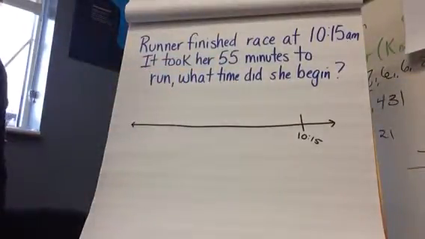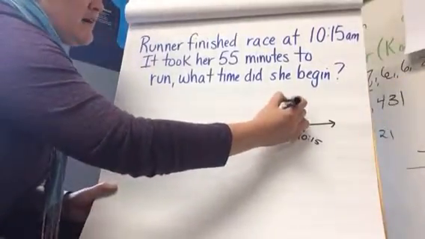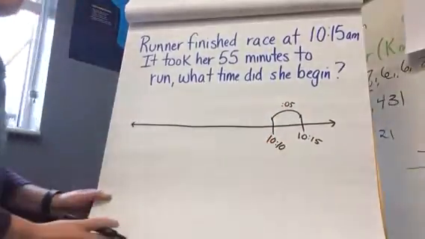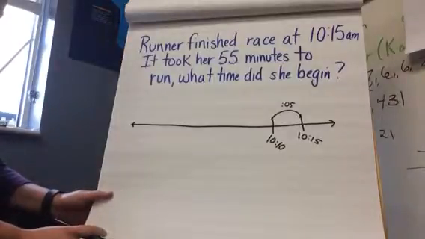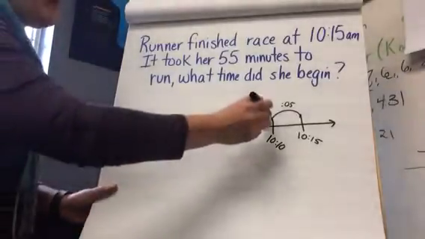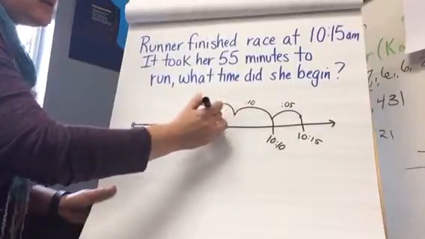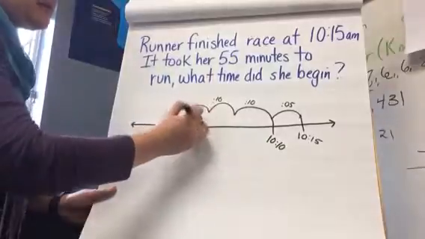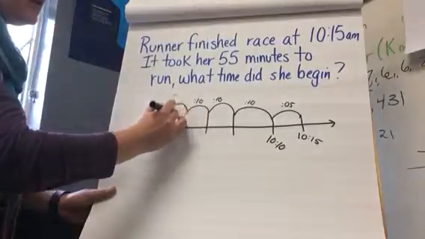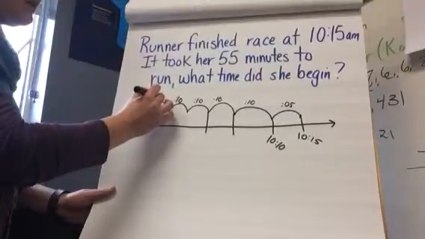We all may have different strategies for this. I'm going to start with the friendly number 5. And I'm going to move back 5 minutes, which would take me to 10:10. And then have a couple choices. I could move in increments of 10, or maybe I could move in increments greater than 10. I'm going to start by moving in increments of 10. So I'm going to go back 10 minutes, another 10 minutes, another 10 minutes, now I've gone back 40 minutes, and I'm going to go back 50 minutes.